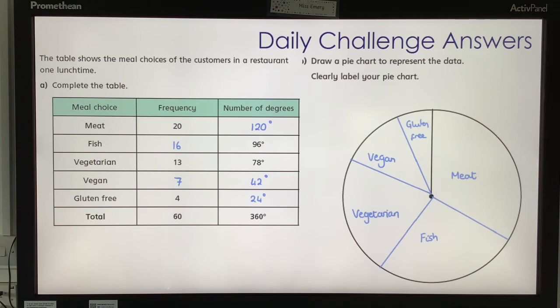Now you knew that there were 96 degrees for fish, but you didn't know the number of people. But you knew that each person was worth 6 degrees. So you needed to do 96 divided by 6 to give you 16 people.